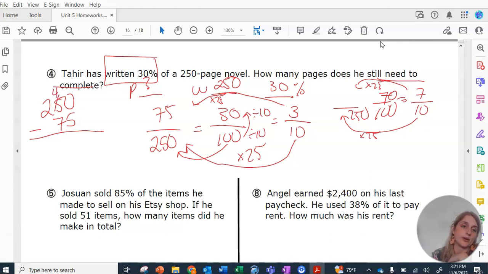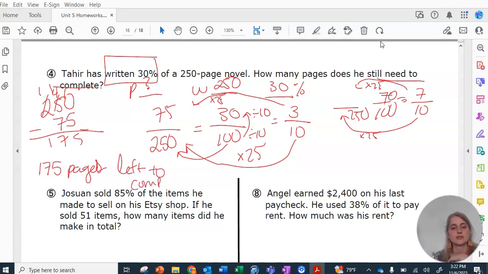All right, that would be 4. That would be 10 minus 5 is 5. 14 minus 7 is 7. So your answer should be that he has 175 pages left to complete.